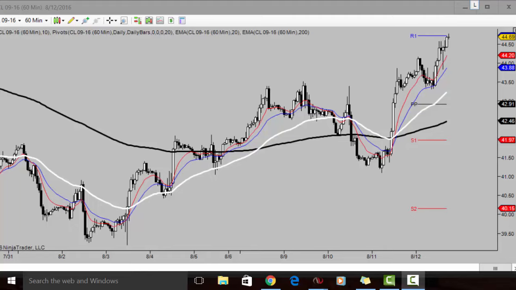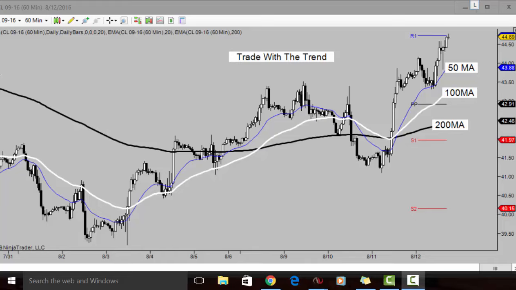of why this is important and how this can be applied. All right, so what I've done here is I've just highlighted three of the important moving averages.